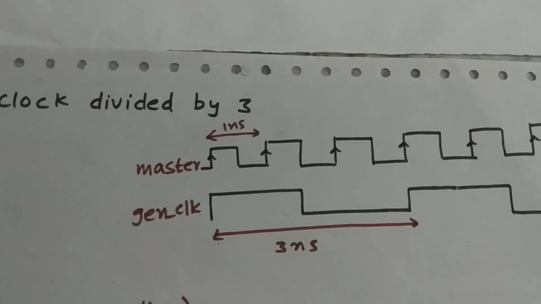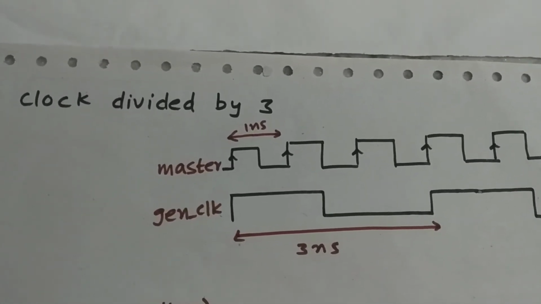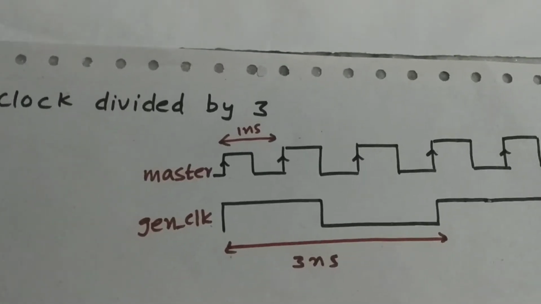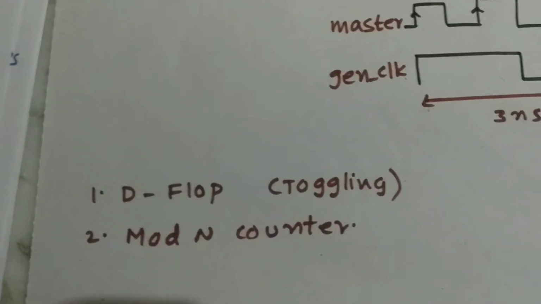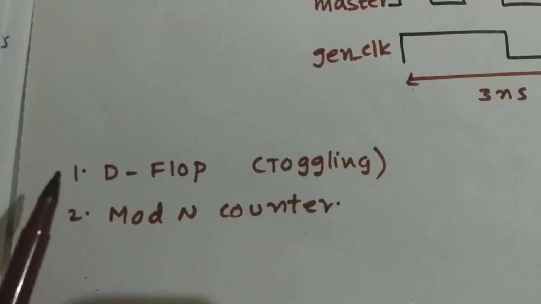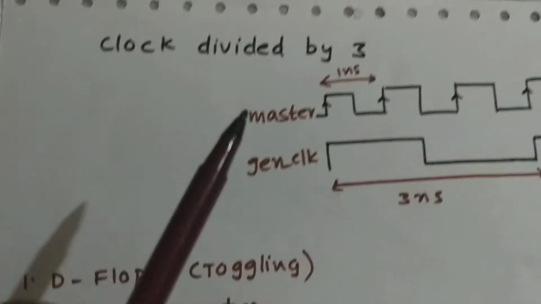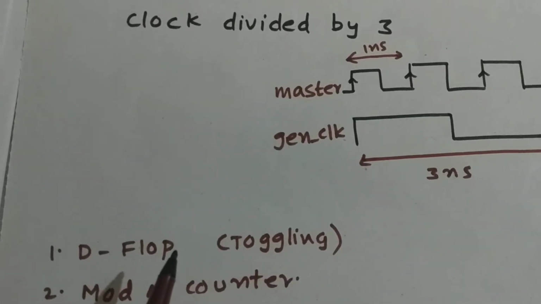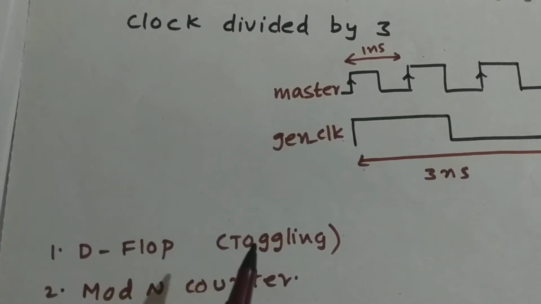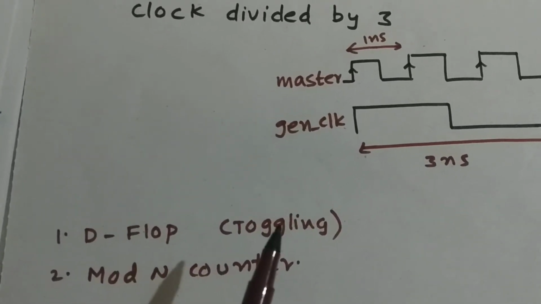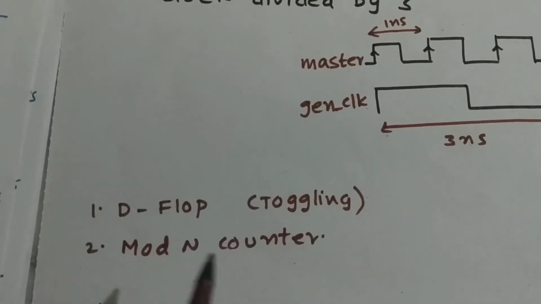So how to design this circuit? Before going to the design of clock divided by 3, I want you to know these two topics perfectly well and understand this. Be patient, you need to understand these two topics to understand the clock divided by 3. So D flop: you need to understand the functionality of D flop in toggling mode and how the waveform works. And mod and counter. I'm going to explain it.